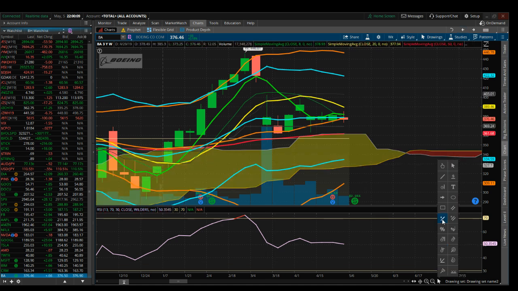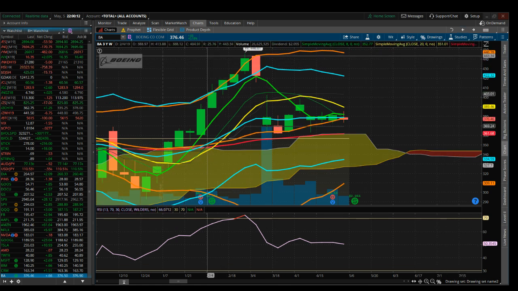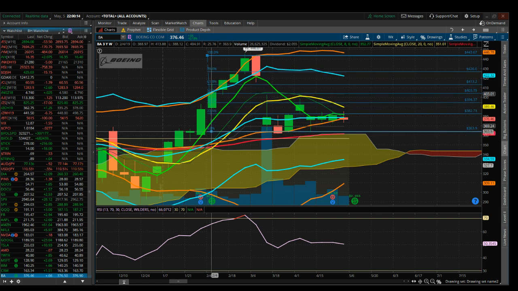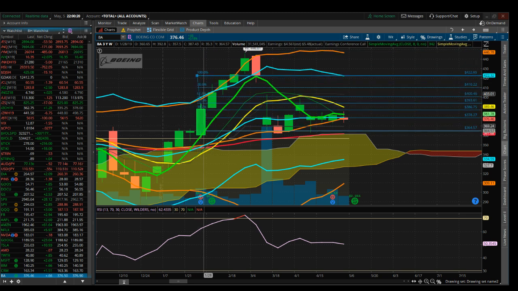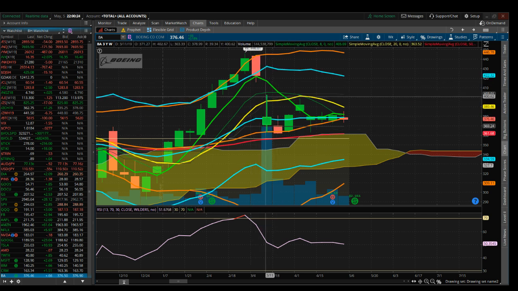Let me show you that real quick, right? That was your level. Let's see. Yeah, so it retraced 50% from the top, but from the close, it retraced 61.8%. So it was a pretty decent opportunity.